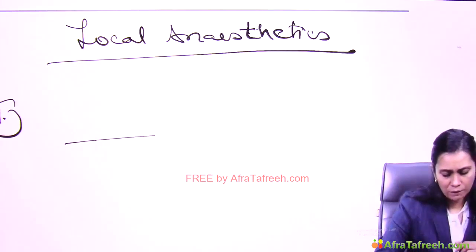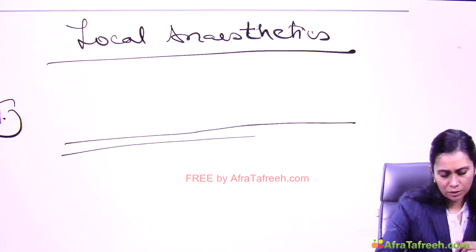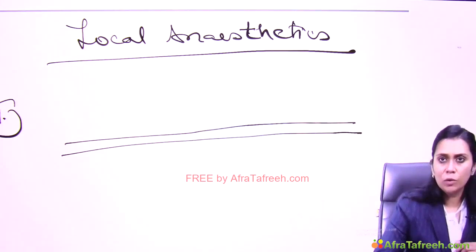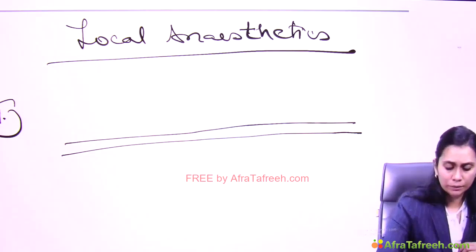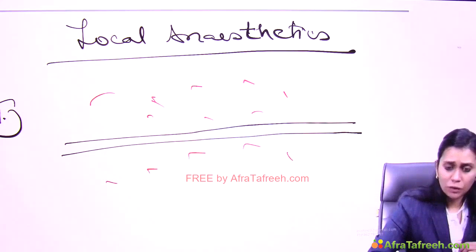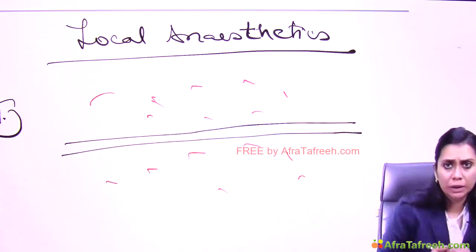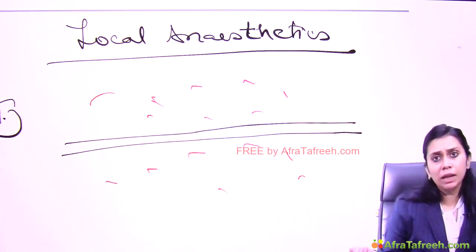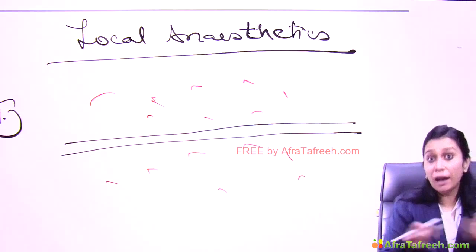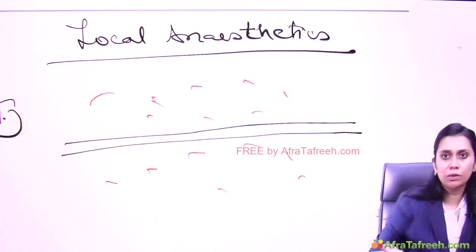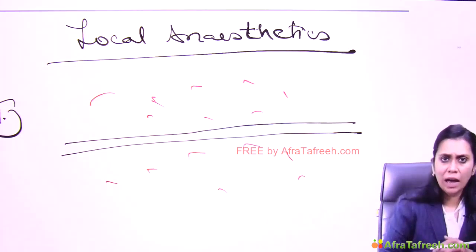Now first point of local anesthetic. Now this is the nerve fiber, I want to block it. How do I block it? I put the local anesthetic near this nerve fiber. This could be any nerve fiber. This could be femoral nerve, sciatic nerve, brachial plexus, any nerve. If I have to block it, I put the drug around it. Where does the drug act? How is the transmission of this nerve fiber blocked?